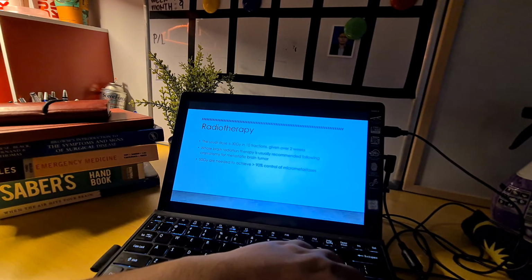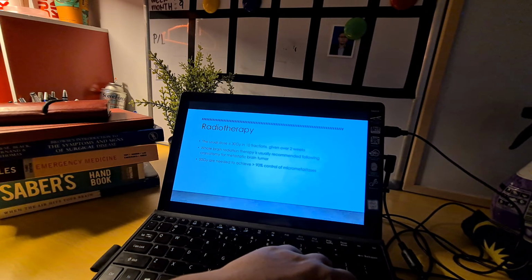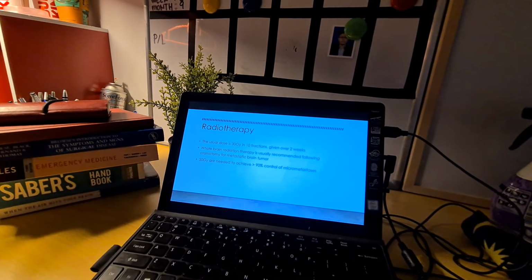For radiotherapy, the usual dose is 30 gray in 10 fractions given over 2 weeks. For the brain, radiation therapy is usually recommended following craniotomy for metastatic brain tumor. 50 gray is needed to achieve more than 90% control of micrometastasis. So the usual dose is 30 gray in 10 fractions over 2 weeks.